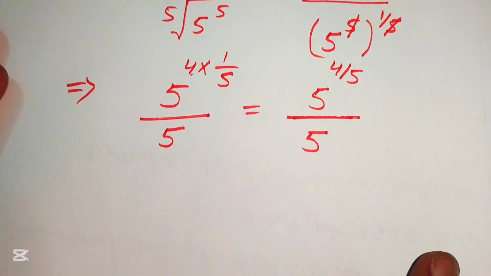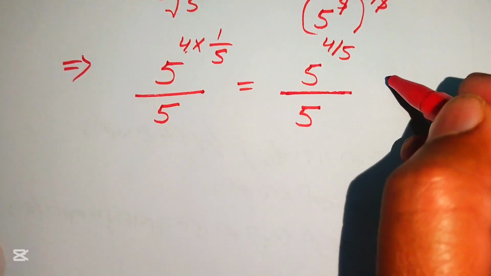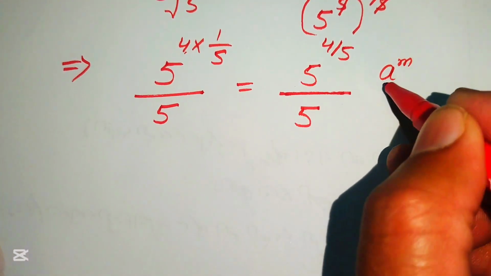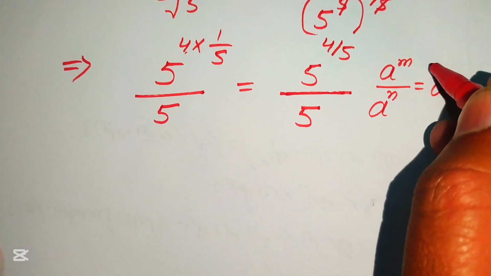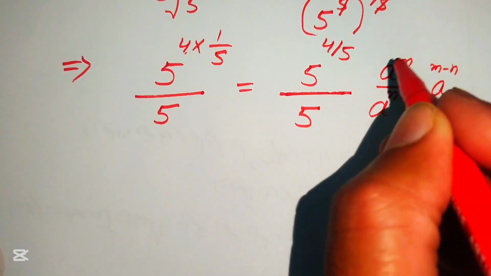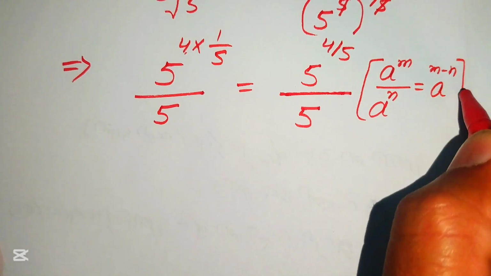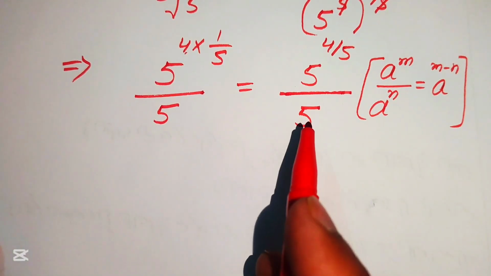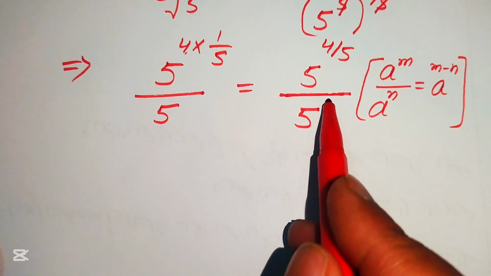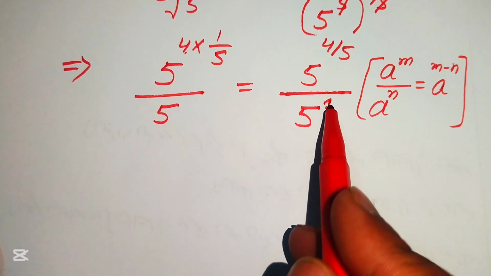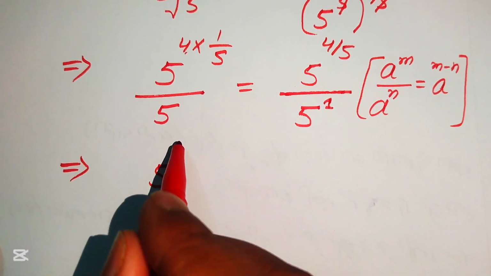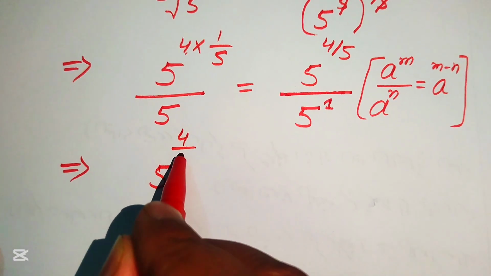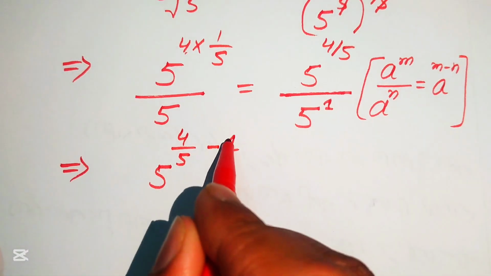So here we can apply another exponent law. According to this law, we know that if you have a to the power of m divided by a to the power of n, it is equal to a to the power of m minus n. So according to this rule, we can just subtract these exponents, and we can subtract this 1 from this term, and it will be written as 5 to the power of 4 over 5 minus 1.